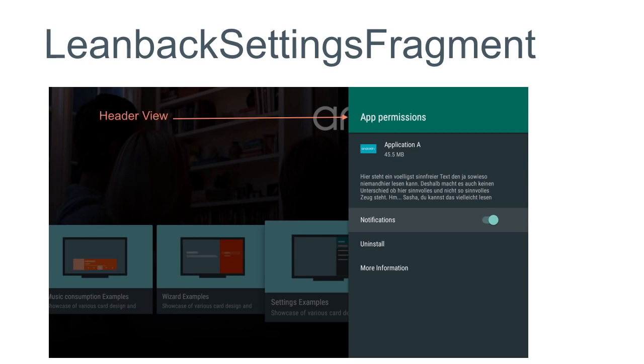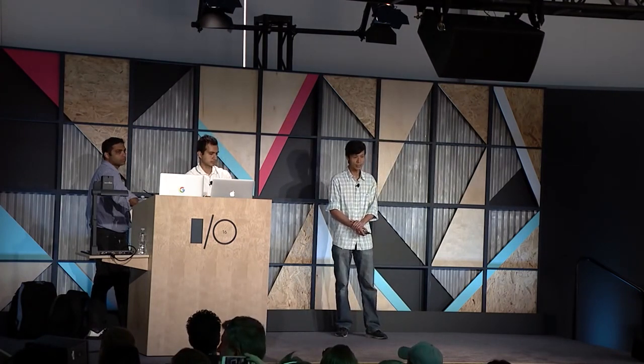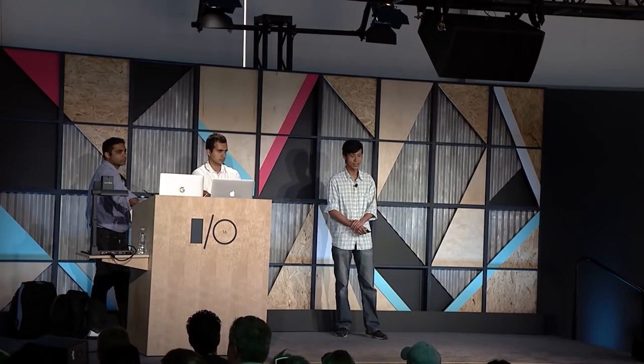This fragment starts with a header view, followed by a list of preference objects. Each preference object has an icon, a title, and a summary. Optionally, the preference object can embed a widget inside it. In this case, it's a switch widget. So I'm not going into the details of settings fragment, but you are welcome to take a look at the sample code in the Showcase app.